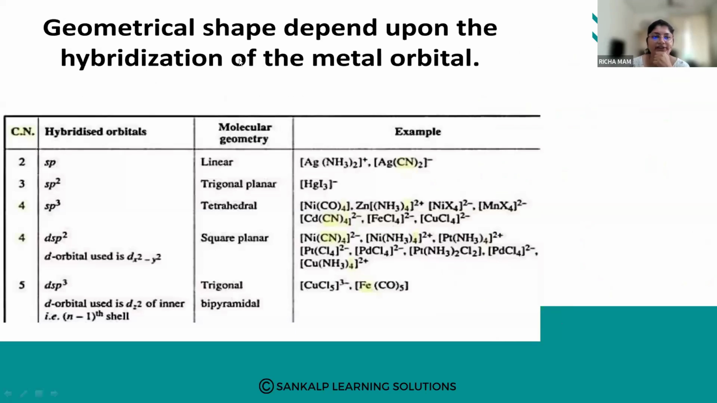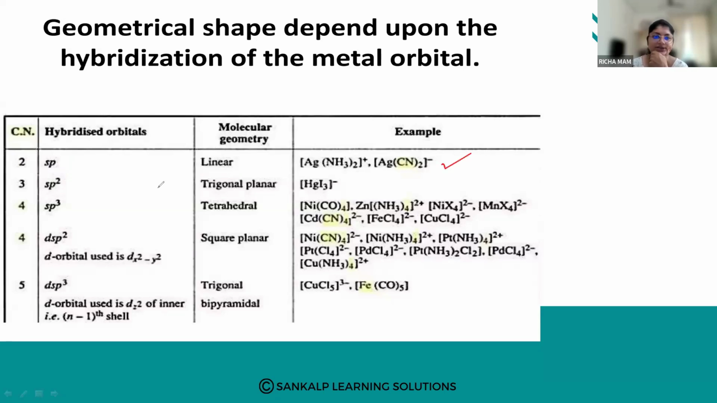Now if it is having an sp geometry, if the coordination number is 2, then it will give rise to sp hybridized orbitals, and the geometry will be linear. Please note it down, you can take a screenshot of this. Very important: the geometrical shape depends upon the hybridization of the metal orbital. So if you have coordination number 2, the geometry will be linear.